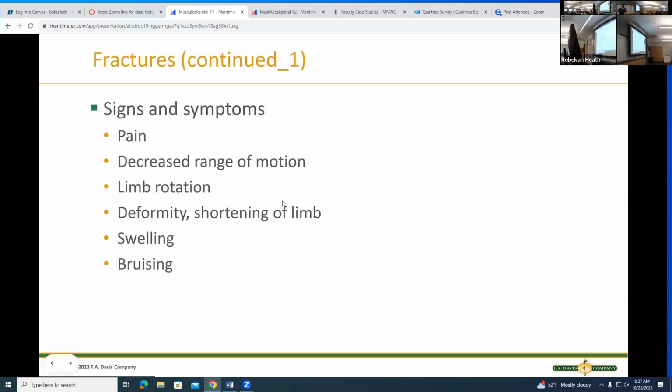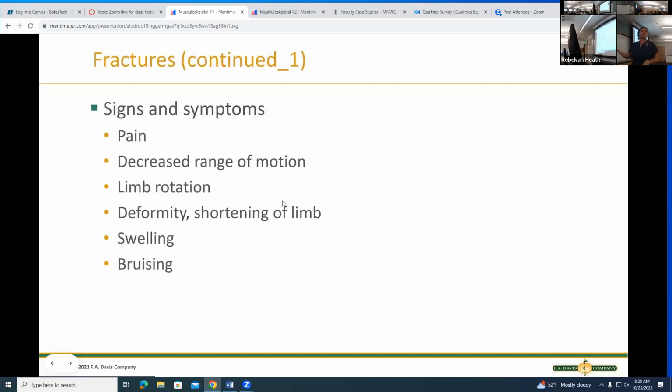Deformity or shortening of the limb. That's also really common in the femur. If you think about it, I've got a big long femur through here, and if it completely breaks, these muscles are actually going to pull those broken bone parts together. I can't even imagine how painful that must be. It just has to be horrible. But you might see some shortening.